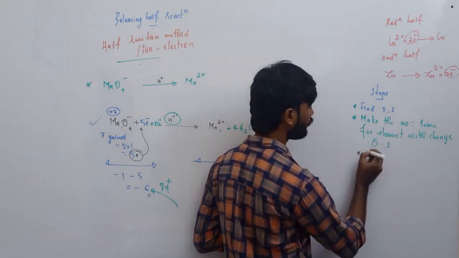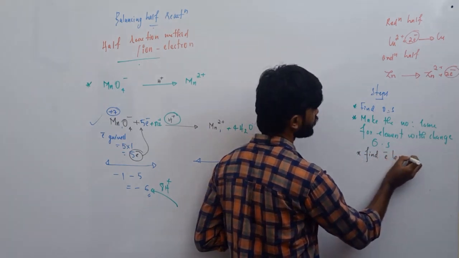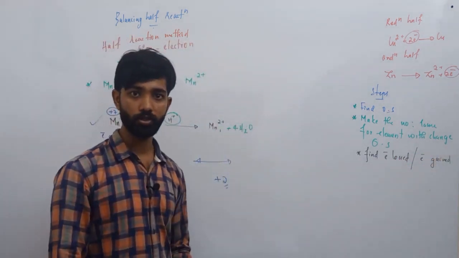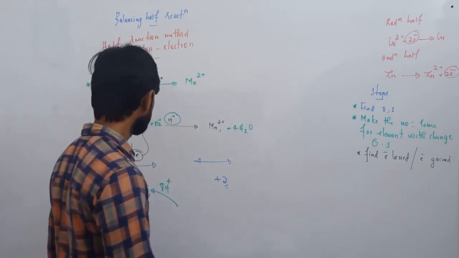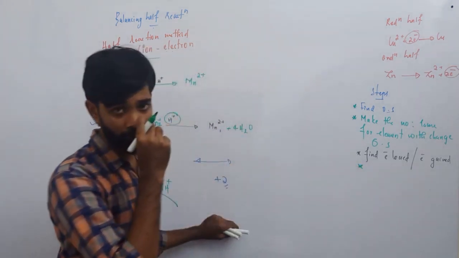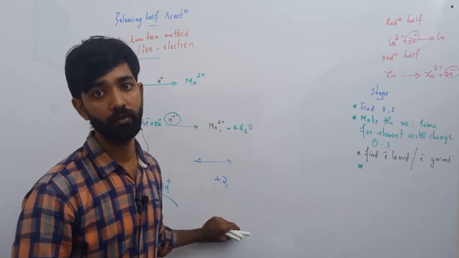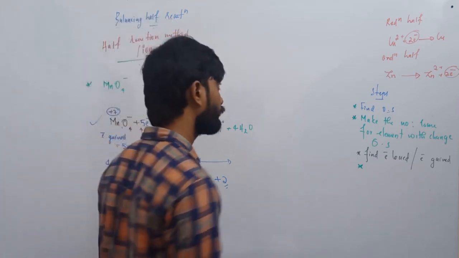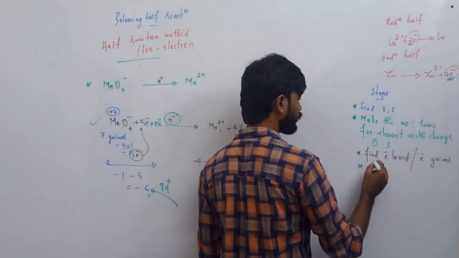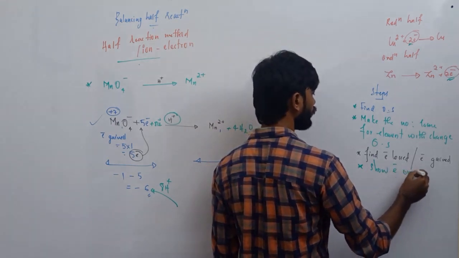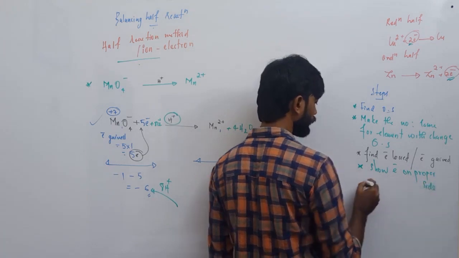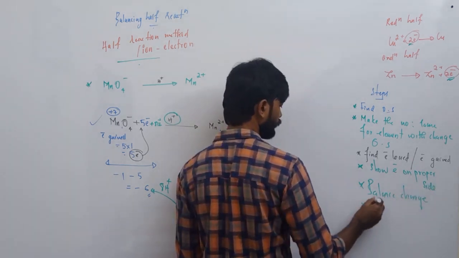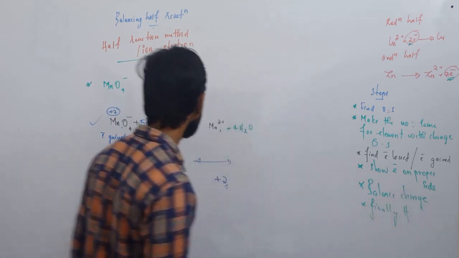Then find the electron lost. If it is an oxidation half, then you obtain electron lost, or if it is a reduced half, you obtain electron gained. Then once you obtain the lost or gained electron data, you represent that electron on the proper side. If it is the reduced half, before the arrow, before the reaction, or if it is the oxidized half, after the arrow. Then balance the charge. You know how to balance the charge based on medium. Finally, hydrogen also. So those are the steps.